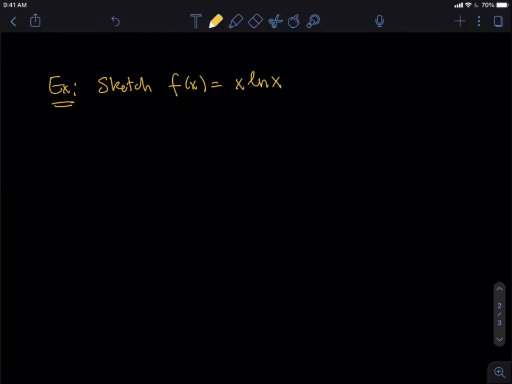Let us now sketch the graph of f of x equals x logarithm of x. We are going to use the guidelines that we saw last week. Okay, so if you want, you can now pause the video and do it by yourself, and then we can compare notes. The first thing we need to do always is to compute the derivatives whenever that's possible.